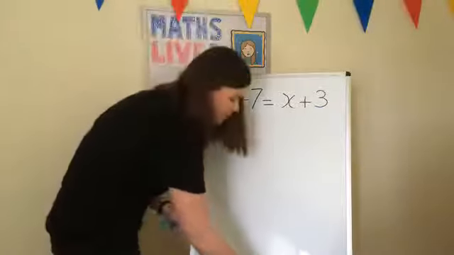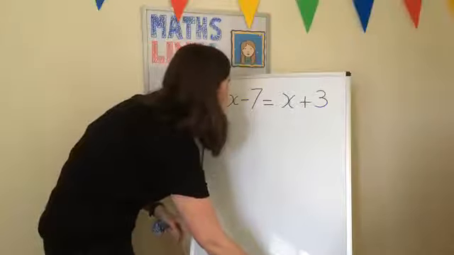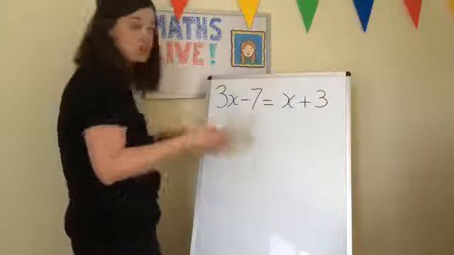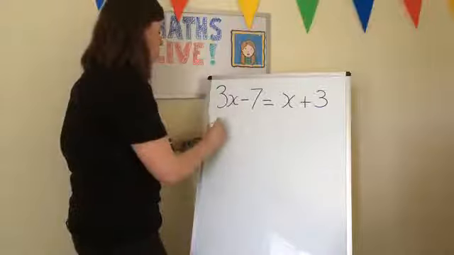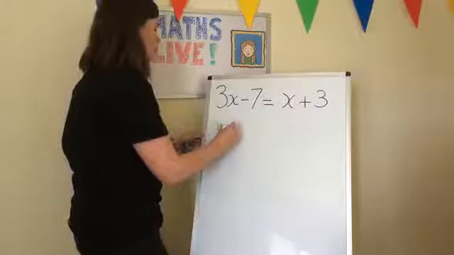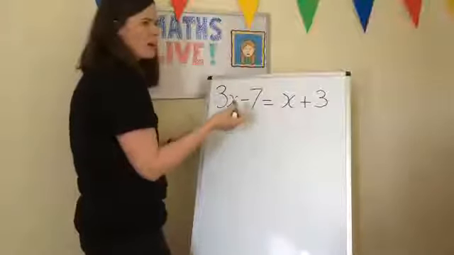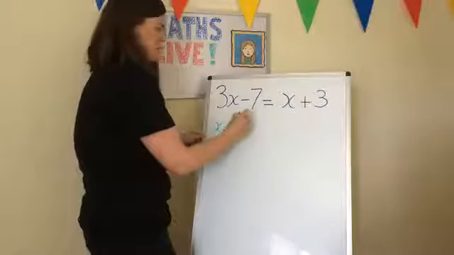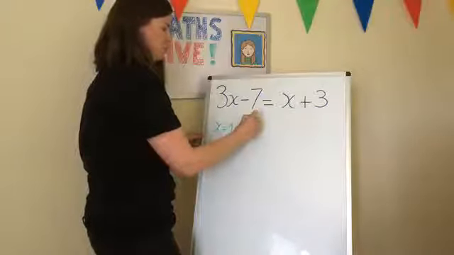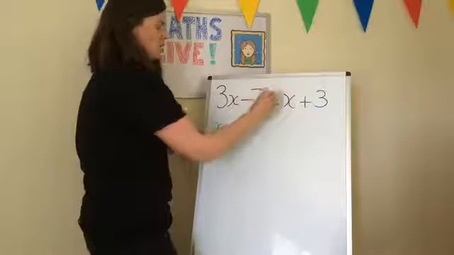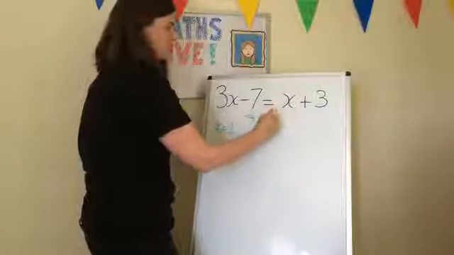So again, let's play with the equation. If you want to go ahead and do this, you can do. I'm going to go back to x is 1. So if x is 1, 1 times 3 is 3, take away 7, so that's minus 4, equals 1 plus 3, which is 4. Obviously doesn't work.